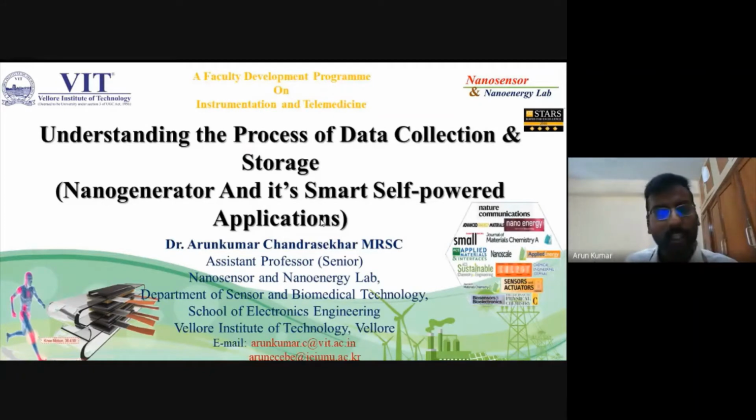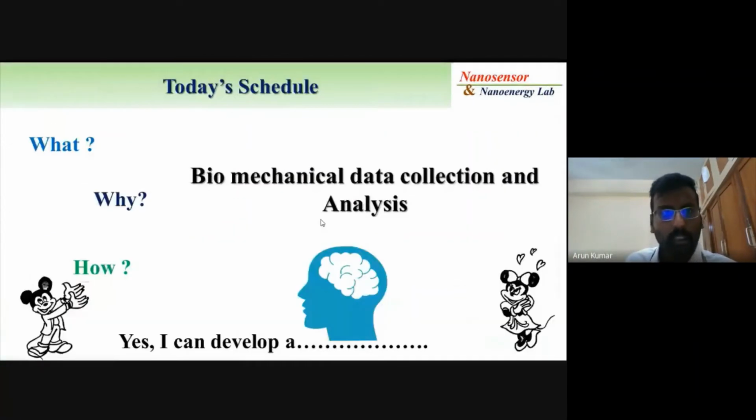So in the upcoming slides, you will see that we are going to link this with a nano generator and some self-powered application. We will be discussing some instruments, nano generator, and self-powered application in the upcoming slides. Today's schedule is that we are going to see what a biomechanical data collection and analysis process is, why it is needed, why it is like that, and how to do that.